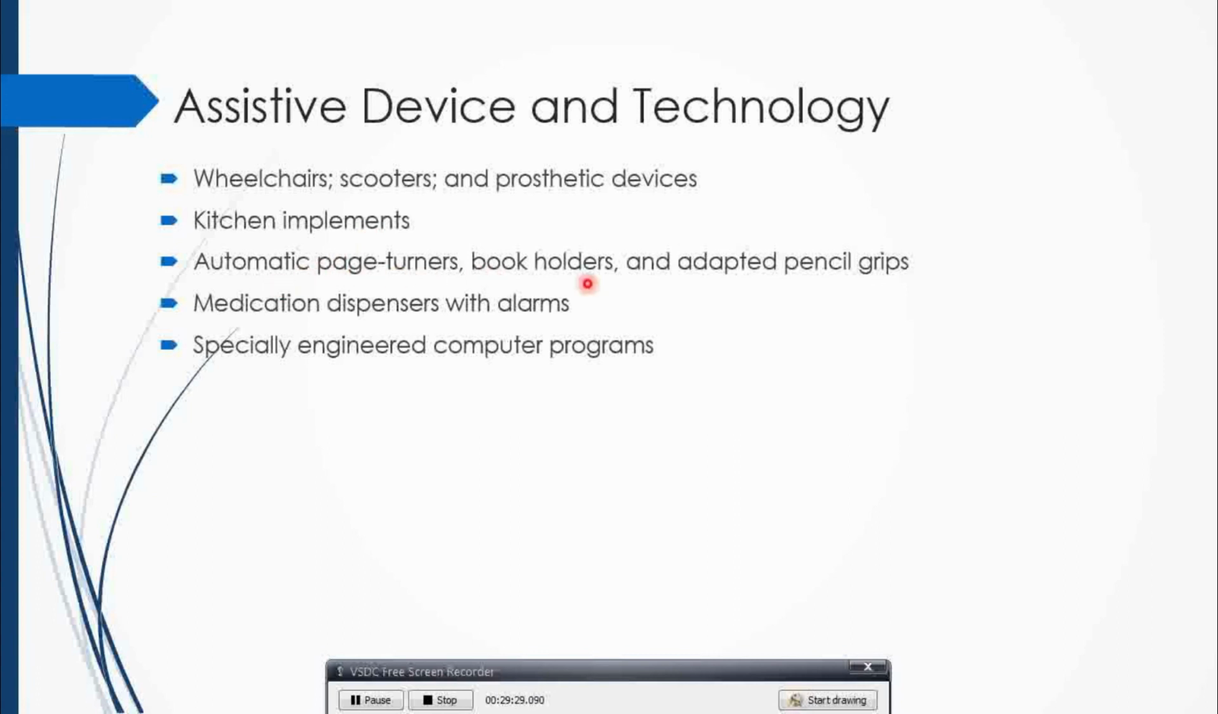automatic page turners, book holders, adapted pencil grips. Ini semua yang perlukan lah kalau ada orang dia ada masalah tak boleh nak kalih muka surat buku. Jadi kita boleh design satu sistem untuk kalih page tu.